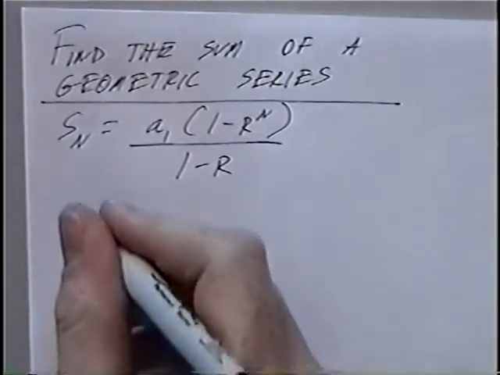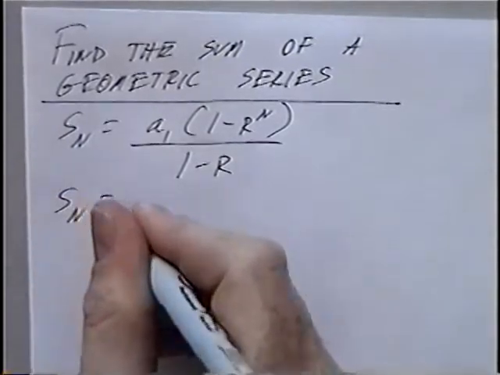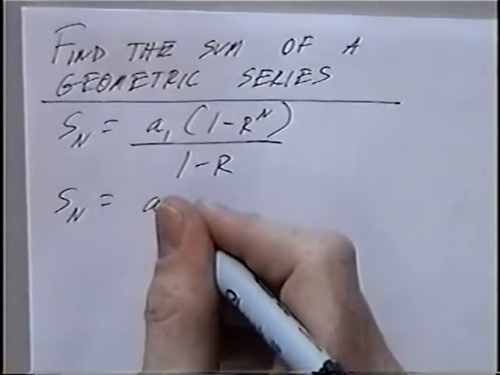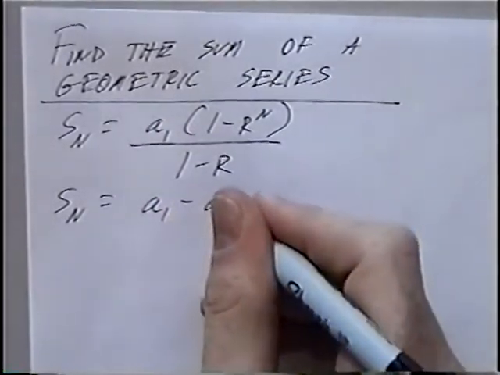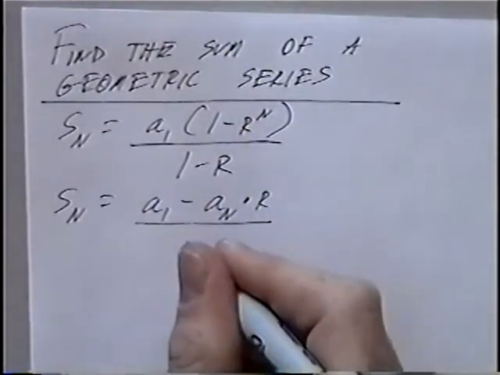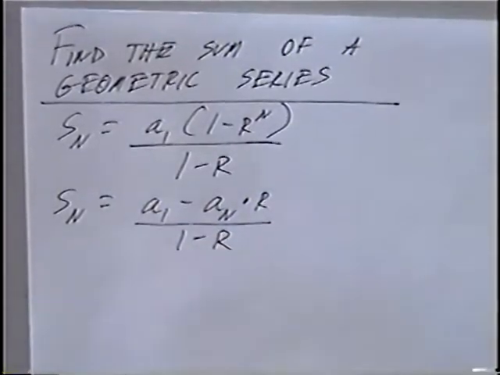Second equation, or second formula, S sub n, so again the sum of n terms, could also be a sub 1 minus a sub n times r, divided by 1 minus r.